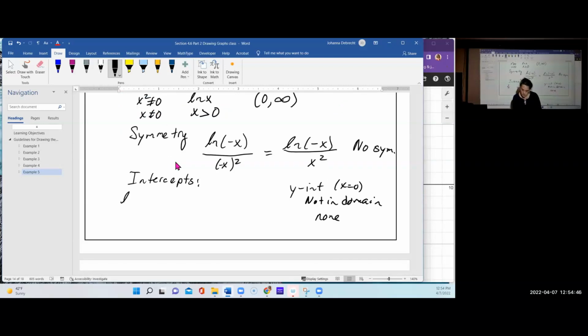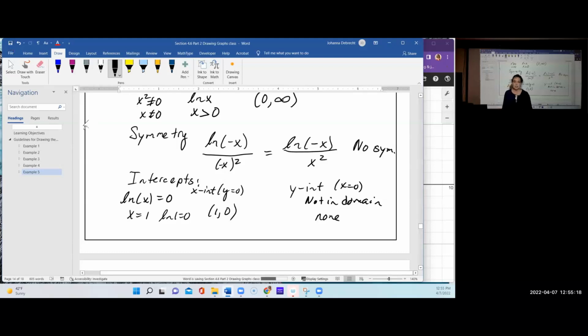Now, when do we get the natural log of x equal to 0? That would be for the y value equals 0, which is the x-intercepts, when the y is equal to 0. And the natural log of x is 0 when x is 1. So when x is 1, we have the natural log of 1 equals 0. So this would be the ordered pair 1, 0. So we know it crosses the x-axis at 1, 0.